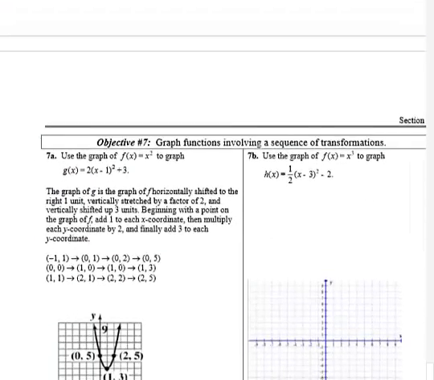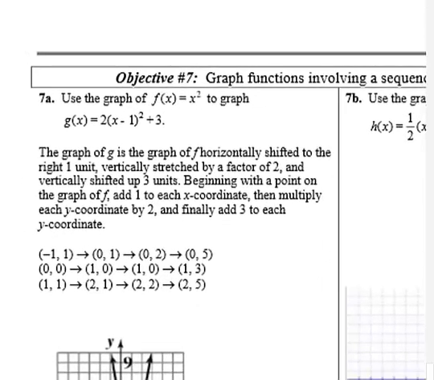Okay. Our very last objective, finally. We're going to keep this video under an hour, I promise. So now it says to use the graph of the given function. Now we're combining all kinds of transformations in one function, so we have to really think about this. I might have to take note.